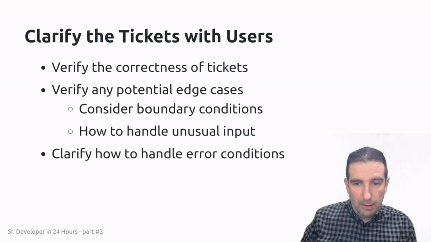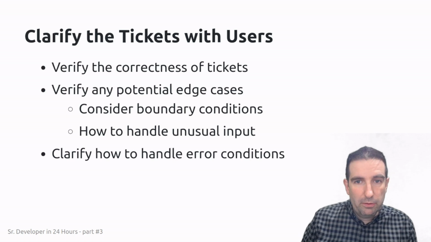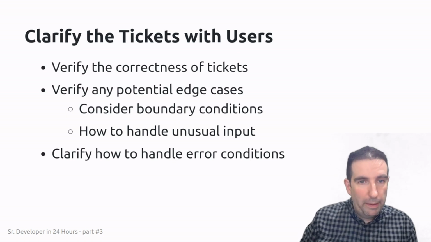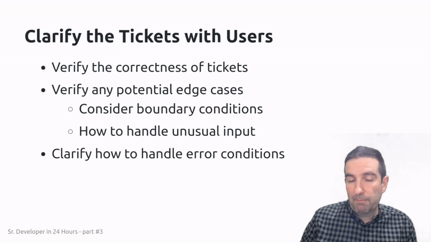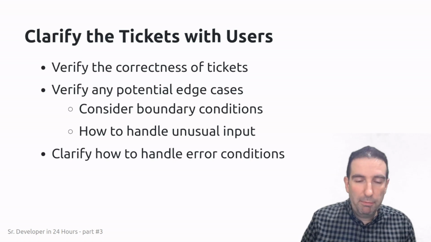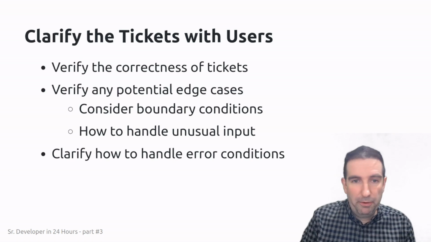We want to understand how we can handle these error conditions. What are the error conditions, and what should be the expected output when we are not following the happy path? When we are talking about user journeys, normally we focus on the happy path, but we also, at least at some point, have to worry about error conditions.